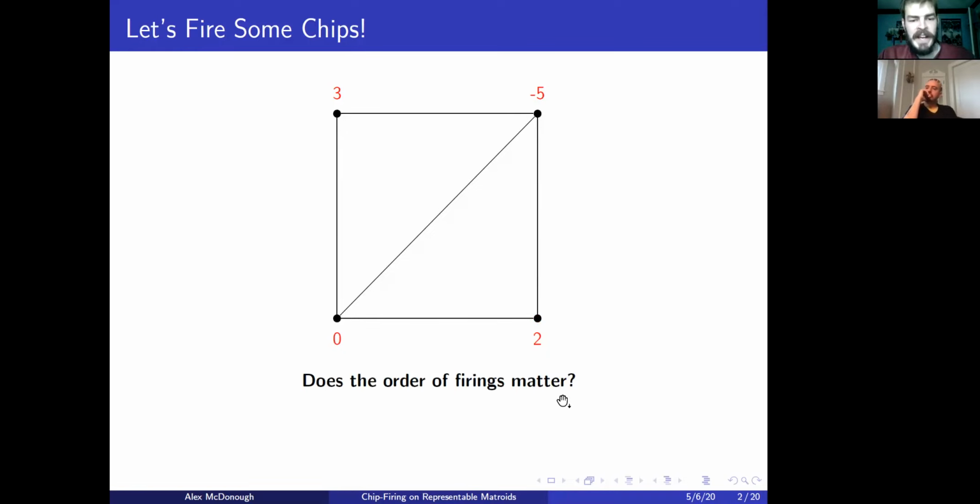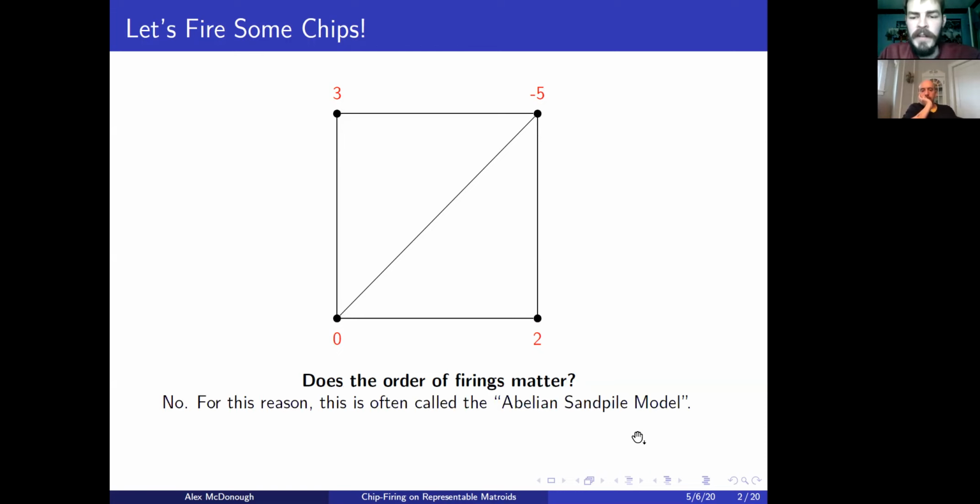So the first question we might ask: does the order of firings matter? Especially with this model where you're allowed to fire whenever you want, it's probably easiest to see that it doesn't matter what order you fire vertices. And even in the other models, generally it doesn't matter what order you fire things. So it's called the abelian sandpile model because the order of firings doesn't matter.